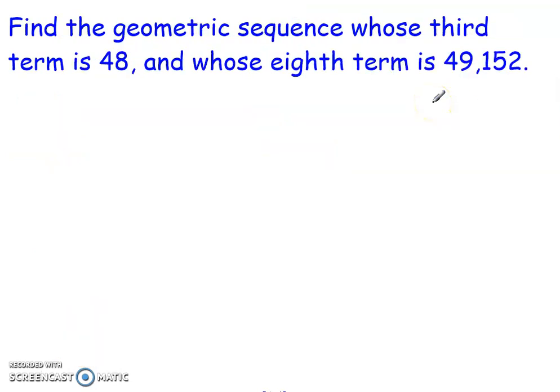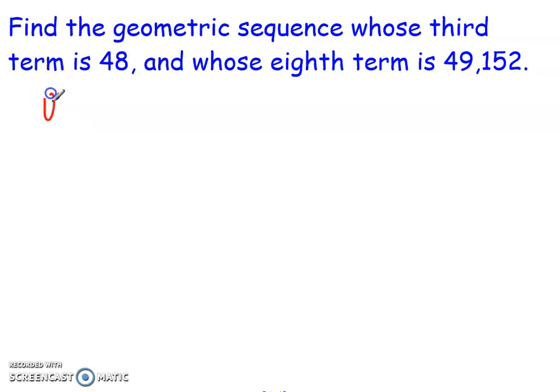Another thing we might have to do is physically find the geometric sequence itself when we're given a couple of terms. So in this case, we want to find the geometric sequence whose third term is 48 and whose eighth term is 49,152. So a bit of a jump there. What we have to do in this sort of one is set up relationships to find what we know and then use that to solve for the a and r for both of them.